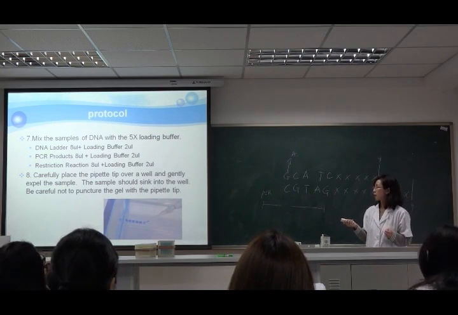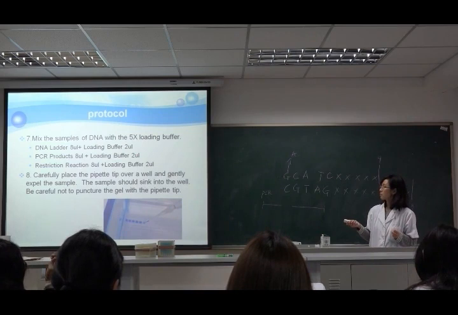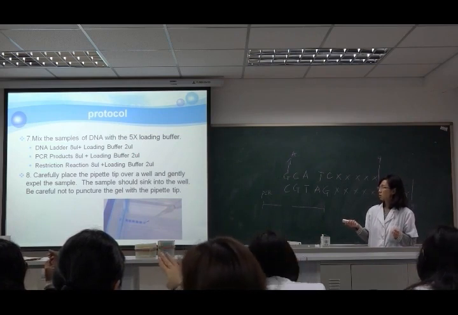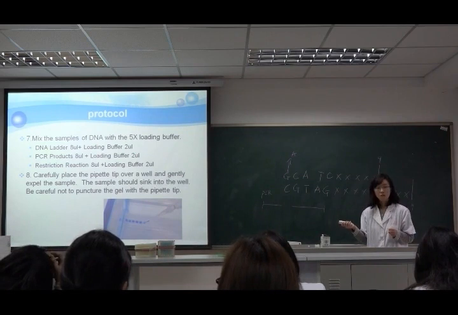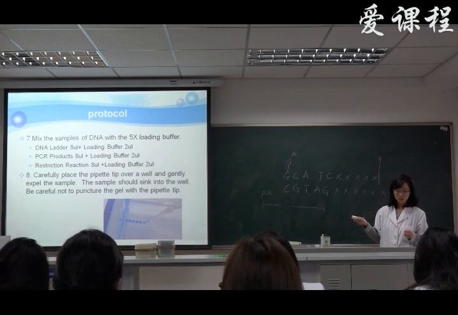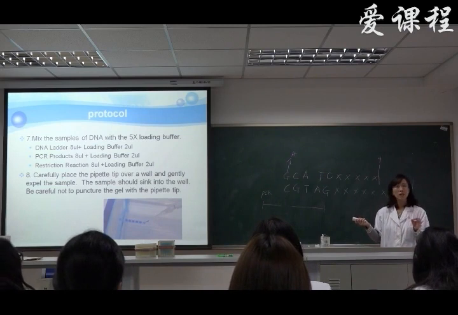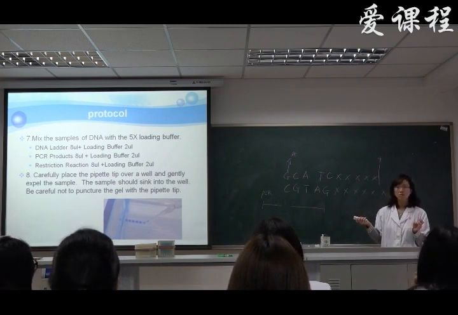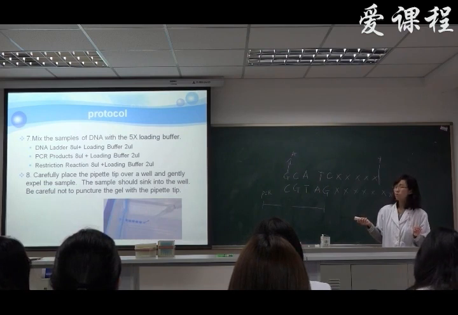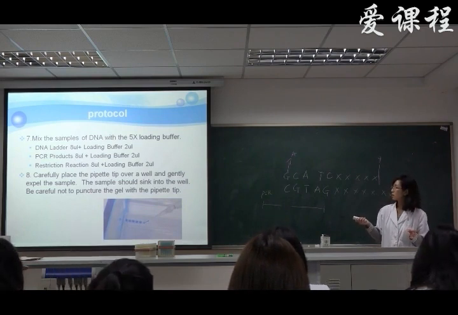Each group has one product. Take 8 microliters and add the loading buffer. And another product is the restriction reaction product. Still 8 microliters and add the loading buffer. And the loading buffer you see is blue. The solution of the PCR products and the restriction reaction products is transparent. However, the loading buffer is blue, so we can see it here.